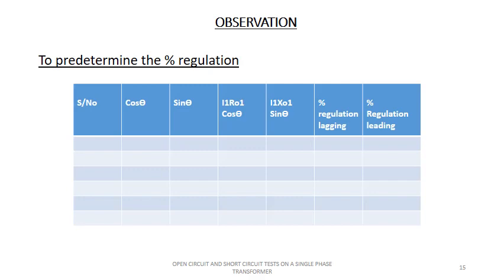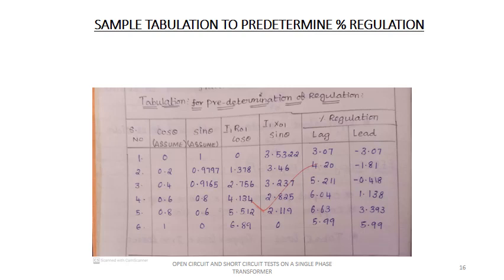To predetermine the percentage regulation, here is the tabular column. This is a sample tabulation to predetermine percentage regulation. This is also done by our students at the time of practicals in the laboratory. All this tabulation is given for you only for reference purpose. Don't copy the same tabulation readings and do the experiment.